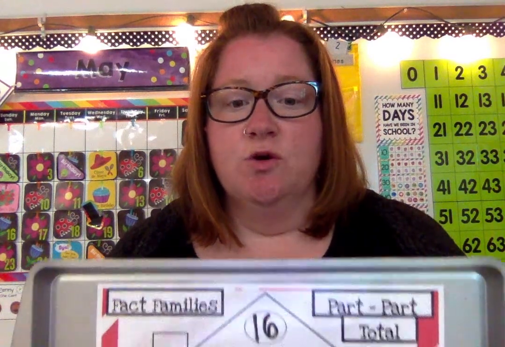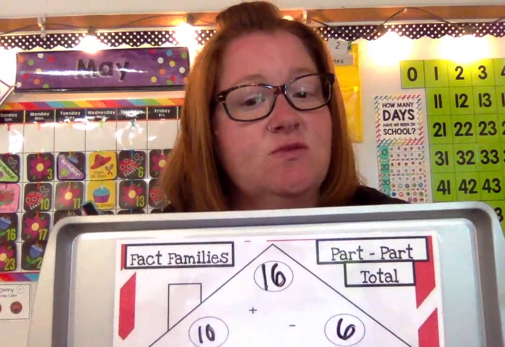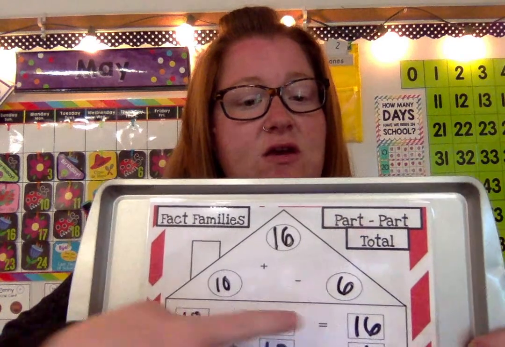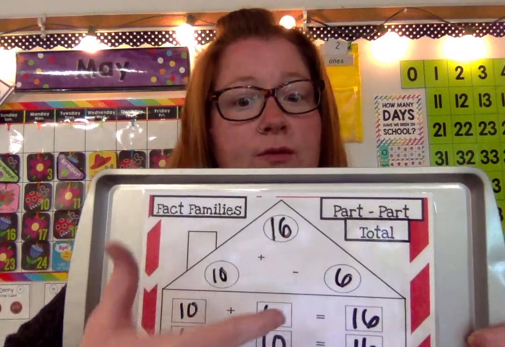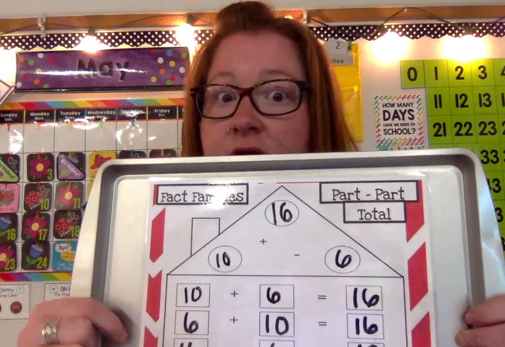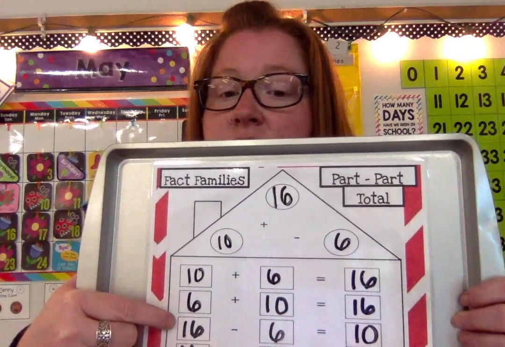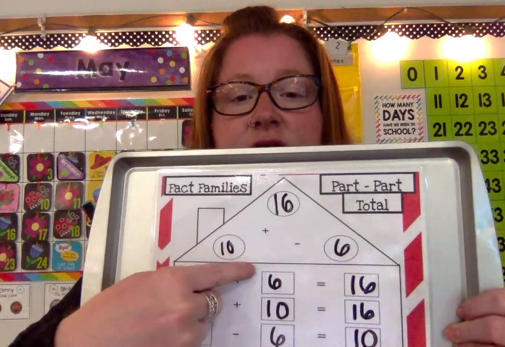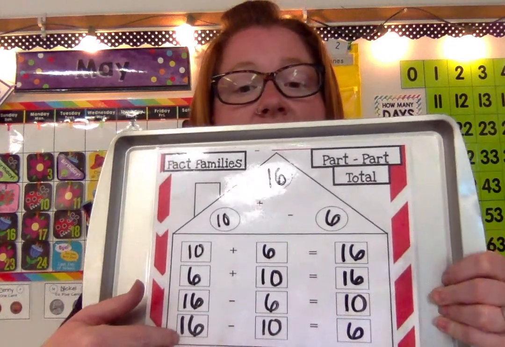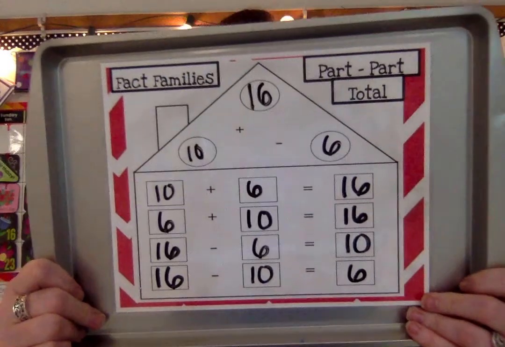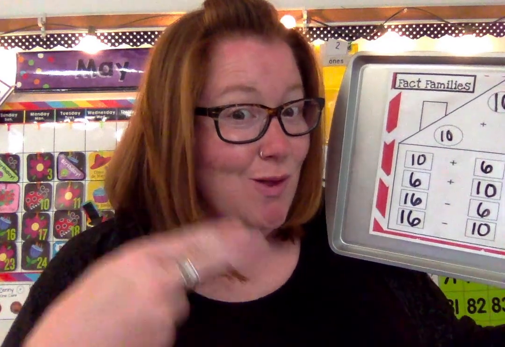Okay, so we know our total was 16. 10 and 6 were our parts. I started with 10 on mine, so I said 10 plus 6 equals 16, and its turnaround fact. Now I have 6 plus 10 equals 16. Take away starts with my total. 16 take away 6, 10 is left. It equals 10. Or 16 take away 10, 6 is left. We made a fact family. Nice work. See you tomorrow for Thursday calendar.